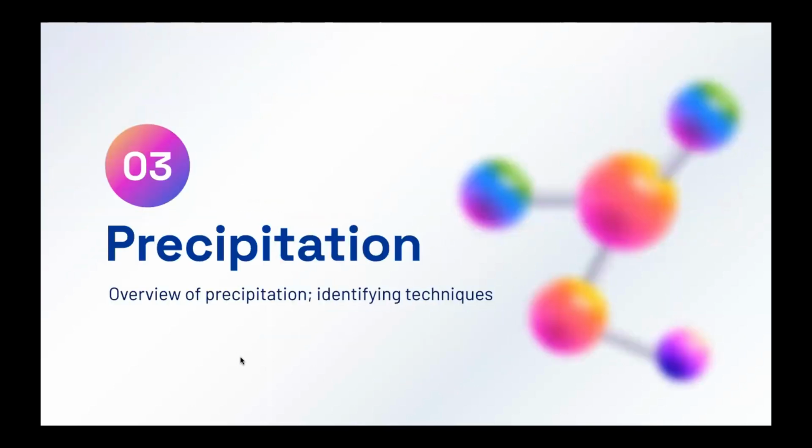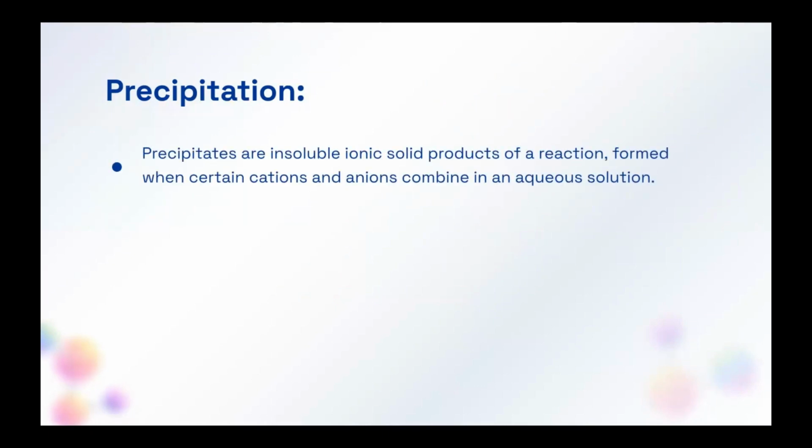So now let's talk about precipitation and identifying techniques and the overall overview of precipitation. So what do you know about precipitation? In precipitation, there are precipitates. Precipitates are insoluble ionic solid products of a reaction formed when certain cations and anions combine in an aqueous solution.